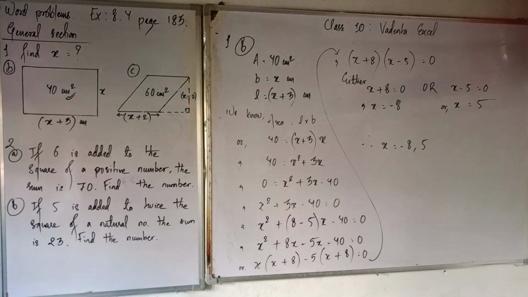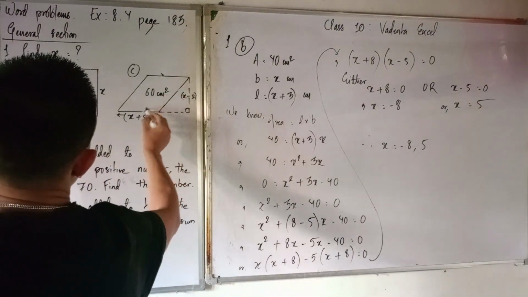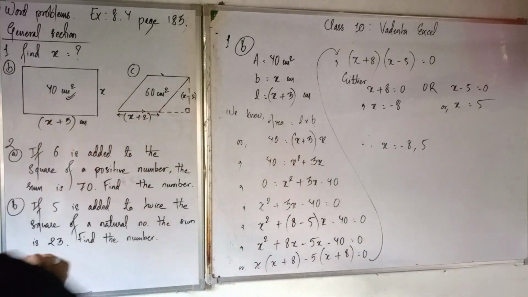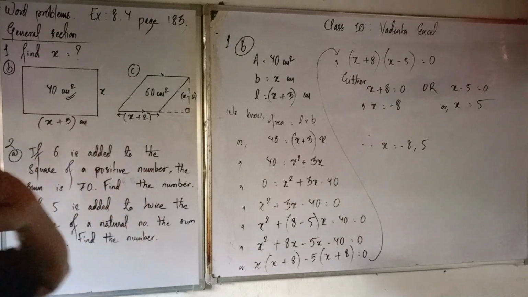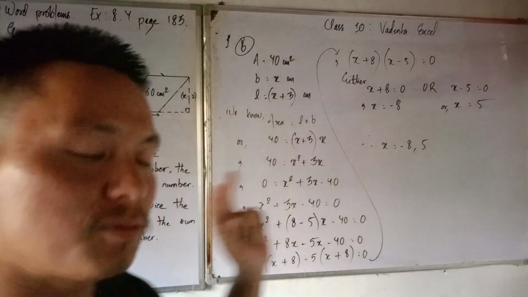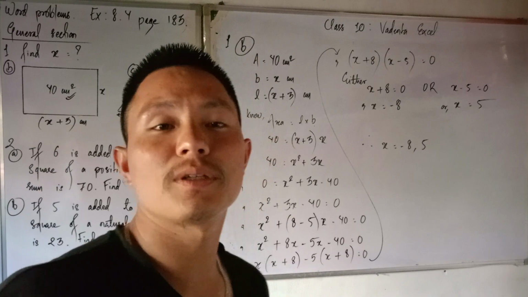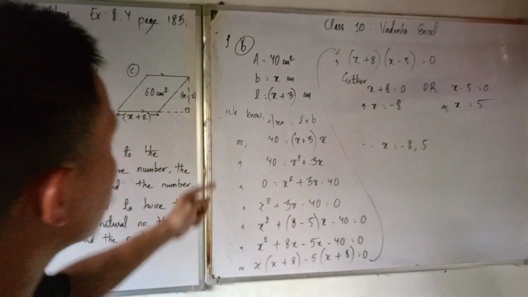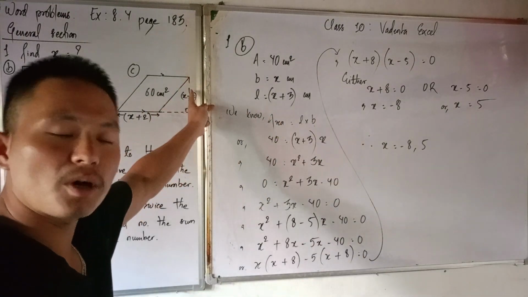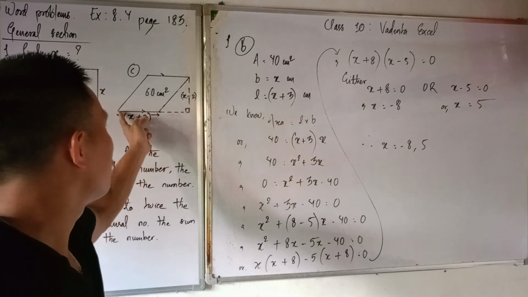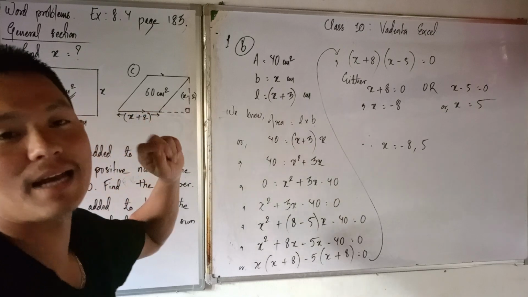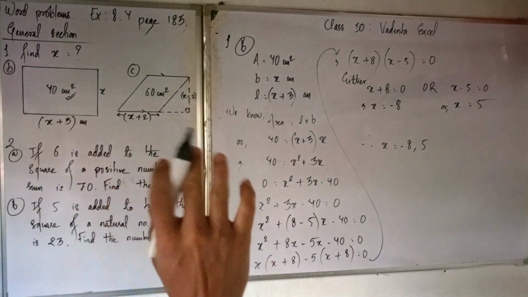Okay, now let's move to number c. So c is the same as this, because c is a parallelogram, and the area of the parallelogram is given as 60 centimeters squared. In a parallelogram you have to know the formula for the area: perpendicular height times the length of the base of the parallelogram.